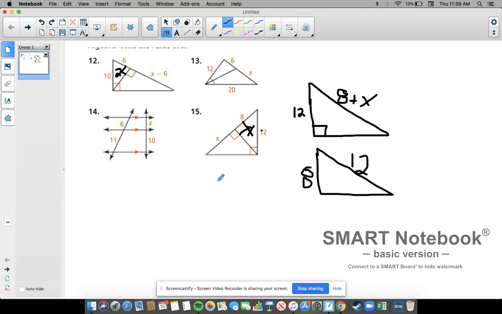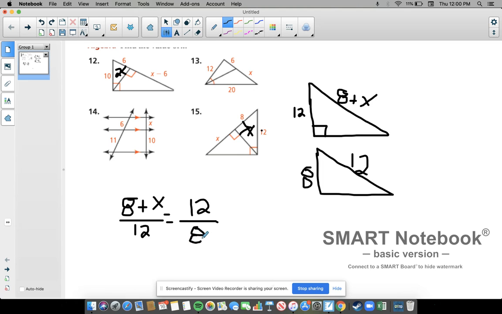So now I can go ahead and set up my proportions. I'll use the hypotenuse of the larger one first. So 8 plus x over the hypotenuse of the smaller one, which is 12. Okay, then I can set equal the proportion of the heights of the two triangles. Again, since I took from the top one first, I'll take from the top one again. So I end up with 12 over 8.